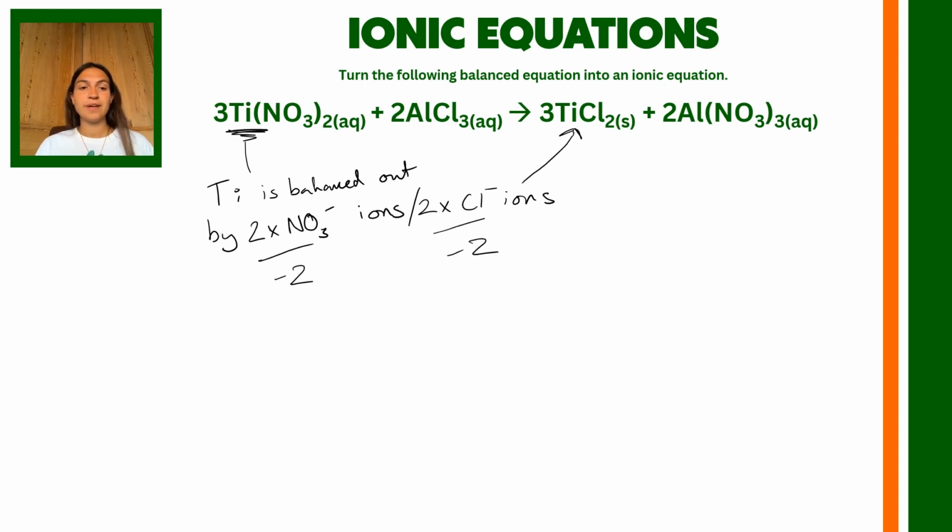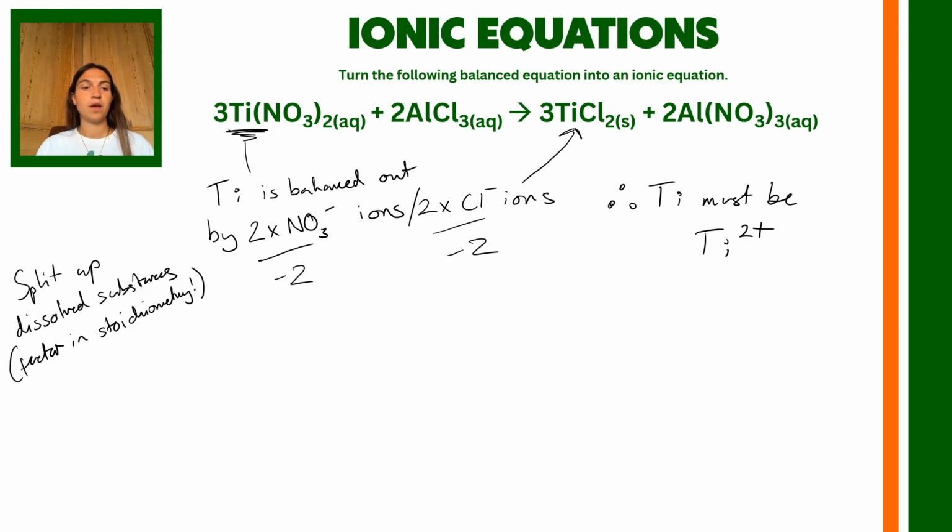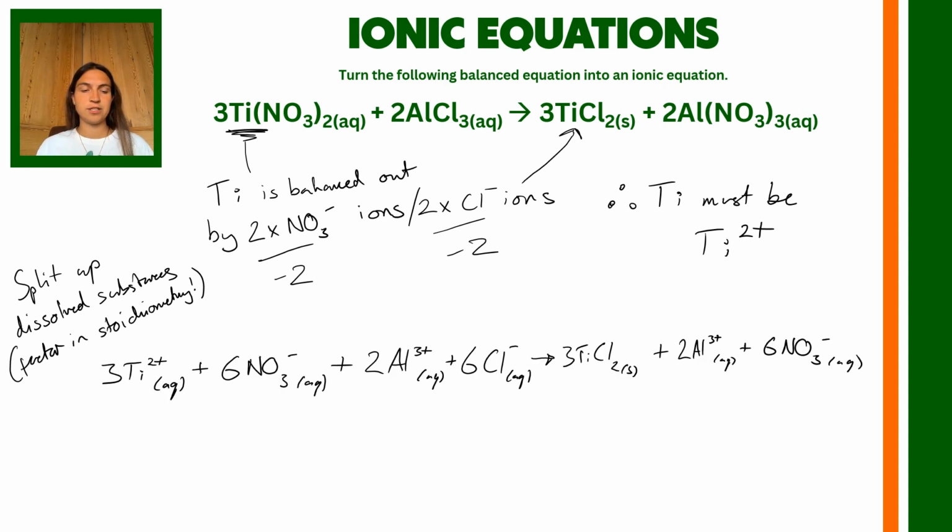Now, what that is going to tell me is that my titanium must have itself a positive 2 charge to be bonded to those two things. Okay, now we can look at how all of these things split up into the ions. So we need to factor in those big numbers at the front as well when we do this. Let me write out the whole equation first, and then we'll go through it stage by stage.